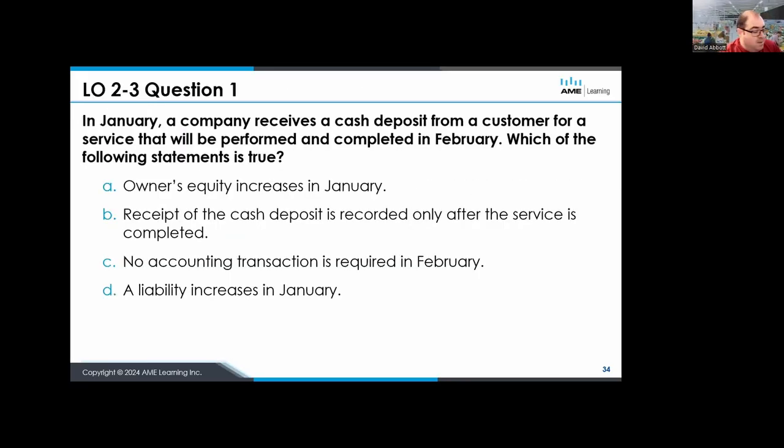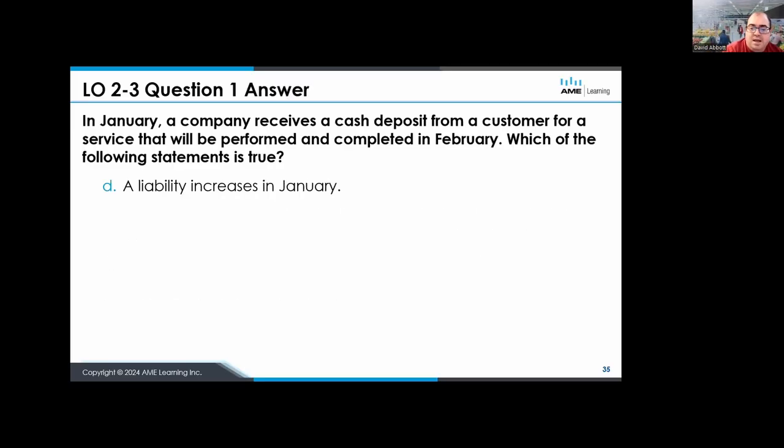Let's look at this hypothetical. In January, a company receives a cash deposit from a customer for a service that will be performed and completed in February. Which of the following statements are true? Is it that the owner's equity would be increased in January? Is it that the receipt of the cash deposit is recorded only after the service is completed? Is it that no accounting transaction is required in February, or a liability increases in January? And it's D, a liability is going to increase in January because we have unearned revenue.